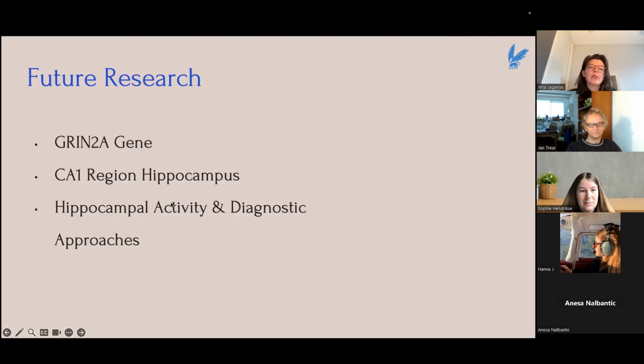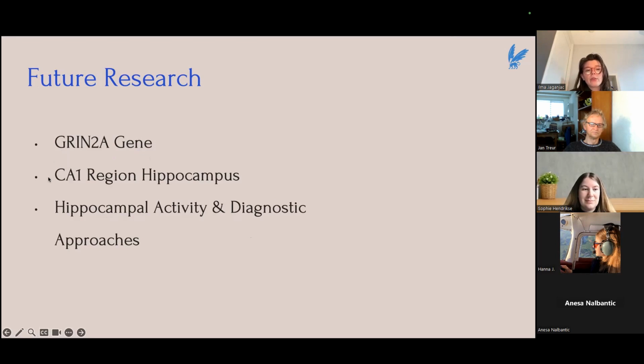So what can we do as future research? It will be very interesting to focus more on the GRIN2A gene, since it's responsible for producing GLUN2A. Why is this interesting? Because I think it has a lot to do with this research I did, but I couldn't find a lot of research about it. It would be very interesting to see why the expression of GRIN2A gets hindered, because I really couldn't find that in the literature research I did.